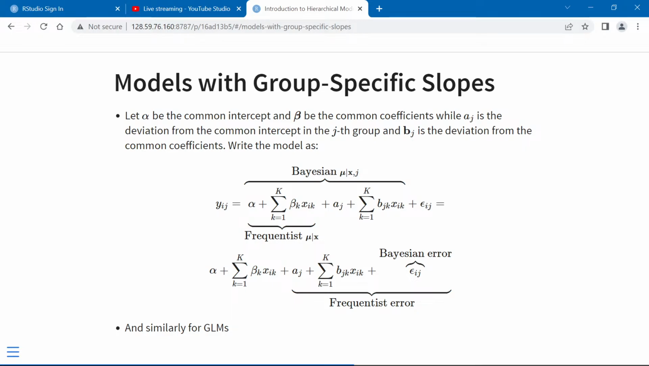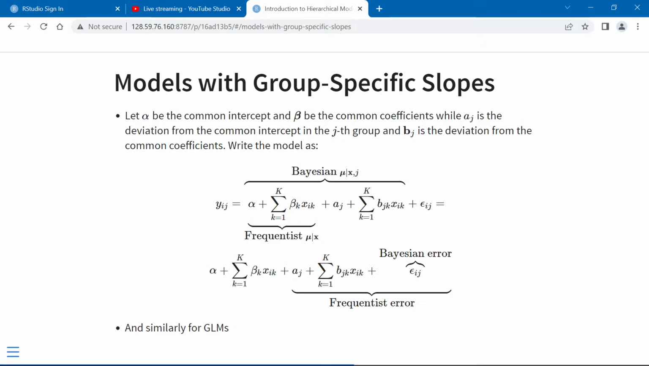Well, again, this is the same equation, but different interpretation. From a Bayesian perspective, the conditional expectation, conditional on both the x's and the grouping structure, is going to include the a sub j and the b sub j times the x's business. From a frequentist perspective, the conditional expectation is irrespective of the structure, just includes the alphas and the betas. Consequently, what's left over from a Bayesian perspective is just like a regular error term. Whereas from a frequentist perspective, the error is going to include this and that.